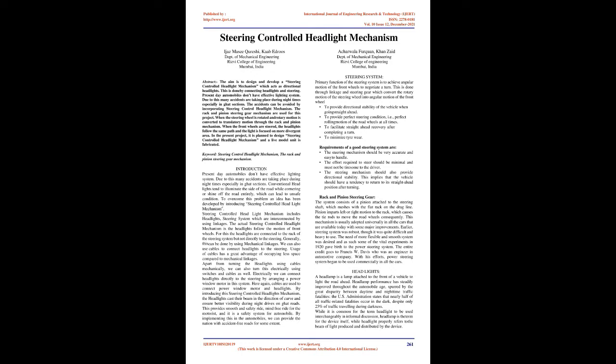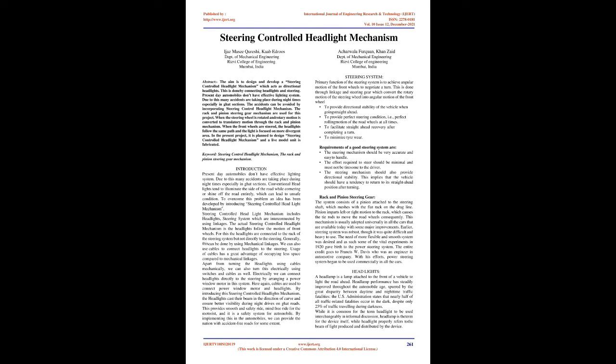The steering controlled headlight mechanism includes headlights and a steering system which are interconnected by using linkages. In the actual mechanism, the headlights follow the motion of the front wheels. For this, the headlights are connected to the rack of the steering system but not directly to the steering. Generally, this can be done by using mechanical linkages. We can also use cables to connect headlights to the steering. Usage of cables has a great advantage of occupying less space compared to mechanical linkages.